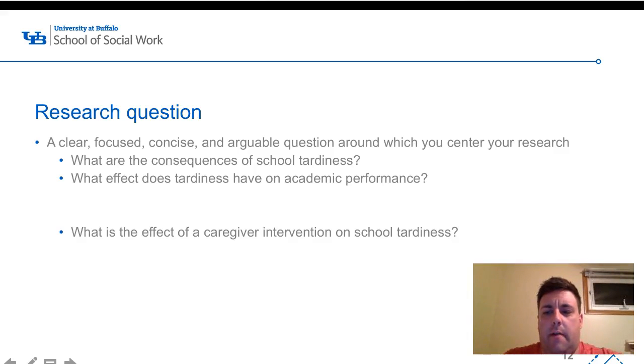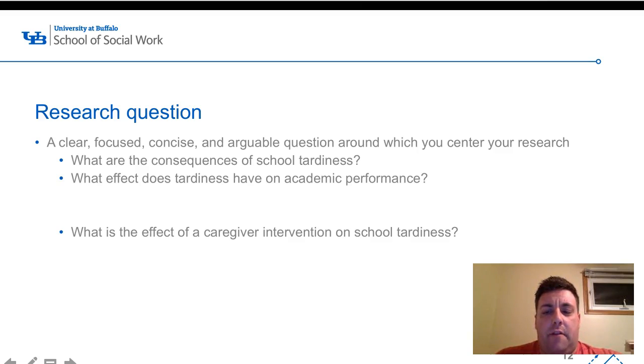Okay, I've listed just a couple of example research questions here on this slide. A second ago I said that I typically think that good research questions don't have yes or no answers. And these I've written, again, they're just examples, but I've written them in such a way that they actually don't have yes or no answers. So let me give you an example of the first one here. What are the consequences of school tardiness?